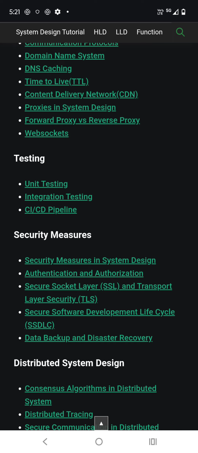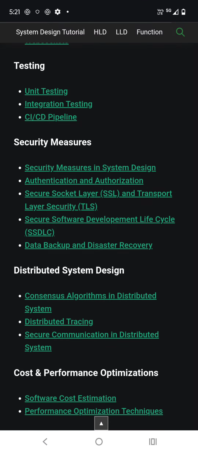And security measures. How we are going to add SSL certificate, right? Establish SSL security, authentication, authorization, database level, how we handle the database level backups and disaster recoveries. So we can study them under security measures.